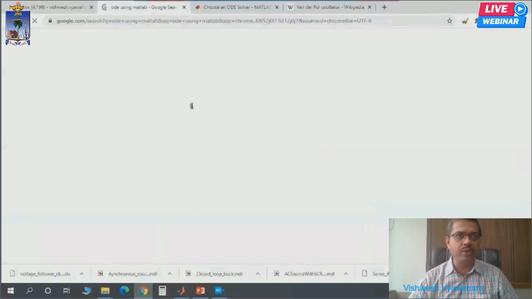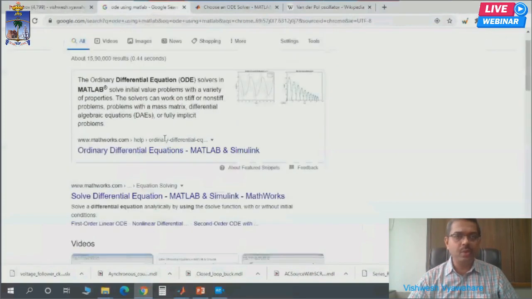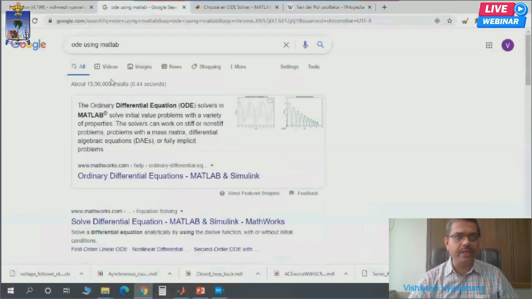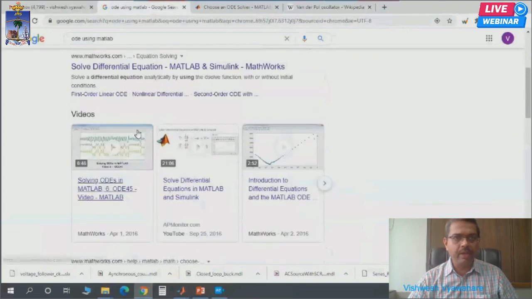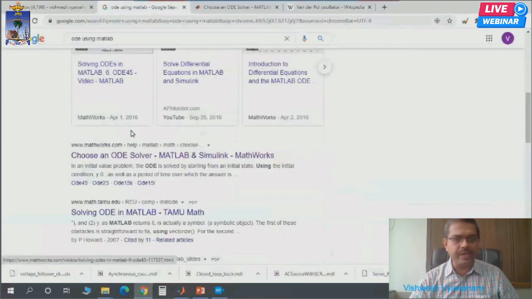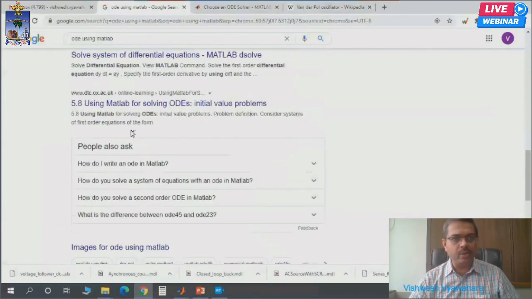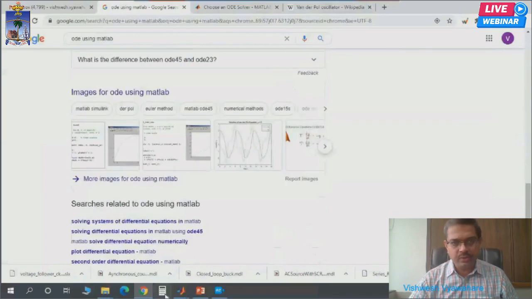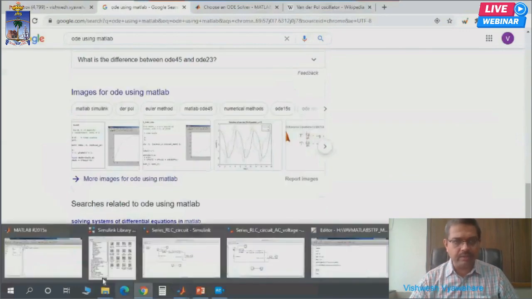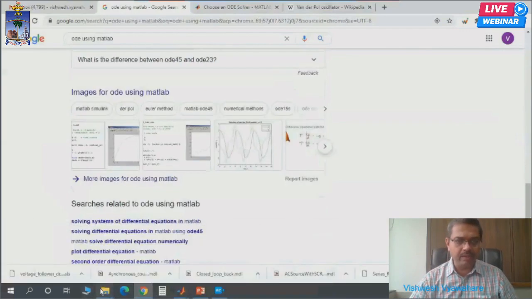ODE solver, let me show you. This is the ODE solver in MATLAB. You just Google it, ODE using MATLAB. So you get so many sites. MathWorks has their own website, and there are a lot of forums available, and you can discuss, and a lot of help is very easily available.